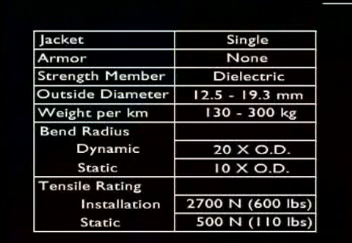This chart shows specifications for a breakout-style fiber cable. Note the ratings for bend radius and pulling tension. For this cable type, the manufacturer allows a minimum bend radius of 20 times the outer diameter of the cable when it is being handled, and 10 times the outer diameter under static conditions, such as slack storage. A dynamic tensile rating of up to 2,700 newtons, or 600 pounds, is allowed for short periods, such as during installation, but must be reduced to below 500 newtons, or 110 pounds, when installation is complete.